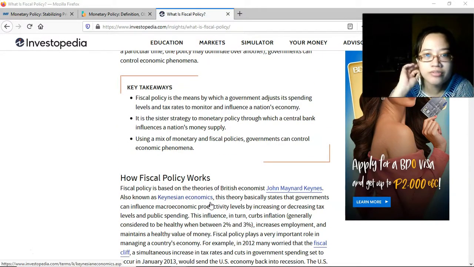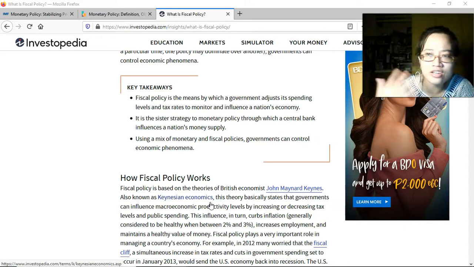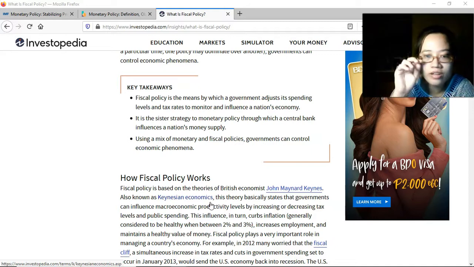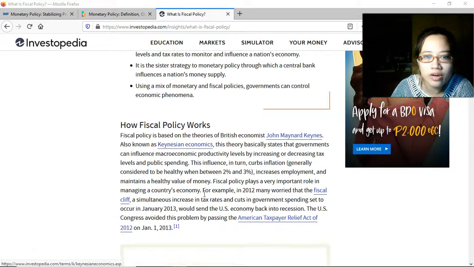Key takeaways. Fiscal policy is the means by which a government adjusts its spending levels and tax rates to monitor and influence a nation's economy. That's the main point of the article. It is the sister strategy to monetary policy, through which the central bank influences a nation's money supply. So a reiteration of what monetary policy is about. And then using a mix of monetary policy and fiscal policy, governments can control economic phenomena, essentially economic activities, growth and development. How fiscal policy works.